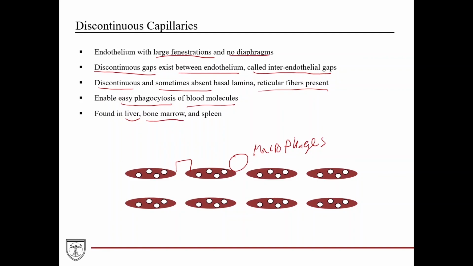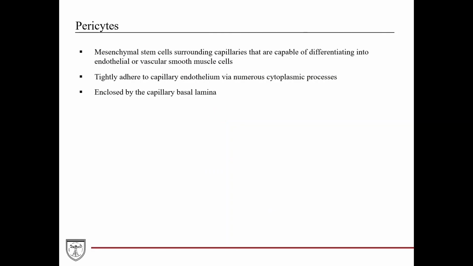The bone marrow, obviously you're synthesizing a lot of different cells, red blood cells, white blood cells, platelets, and so you want those to easily be able to enter the bloodstream. And then the spleen as well, you're doing a lot of filtering of the blood on a lot of immune processes occurring. Pericytes, we'll spend a little bit of time.